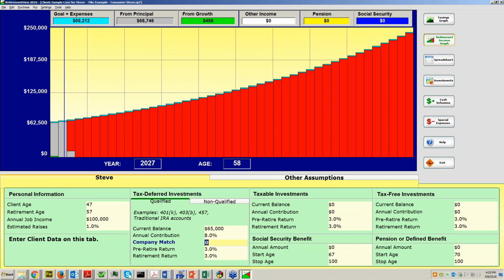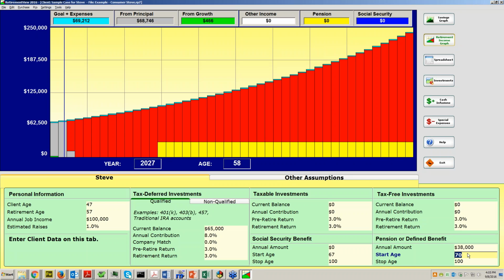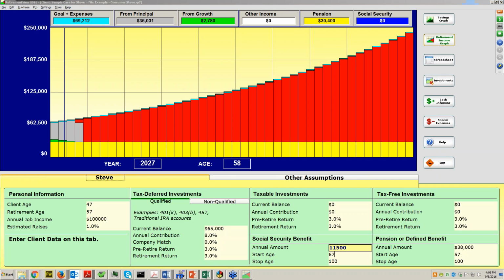Let's see what else. He's got a pension of $38,000 a year. Now I'm going to go ahead and assume he's going to get that when he retires at 57. And he says that's a net amount, so we may have to figure that out, because usually in here we enter gross amounts.